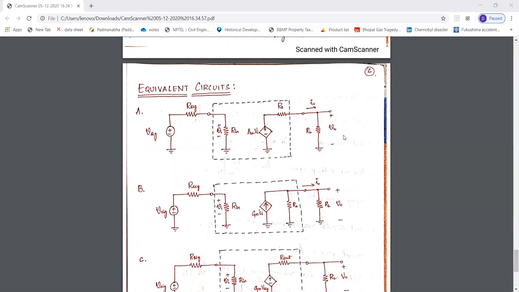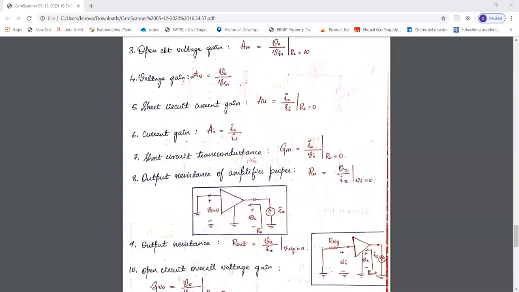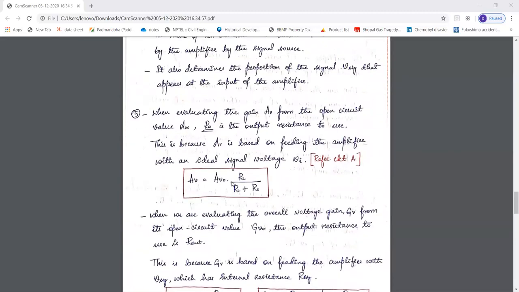So here, Vsig is the input signal source. This is the internal resistance of the signal source. And here, the voltage VI appears at the input terminal of the op-amp. And here, the input resistance of the op-amp is Rin. And here we have a voltage source, and the output voltage is gain times the input voltage, so AV0 into VI, and this is the output resistance of the op-amp. And here I0 is the output current, and RL is the load resistance across which we are going to measure the output voltage, that is V0. So AV is equal to AV0 into RL by RL plus R0.